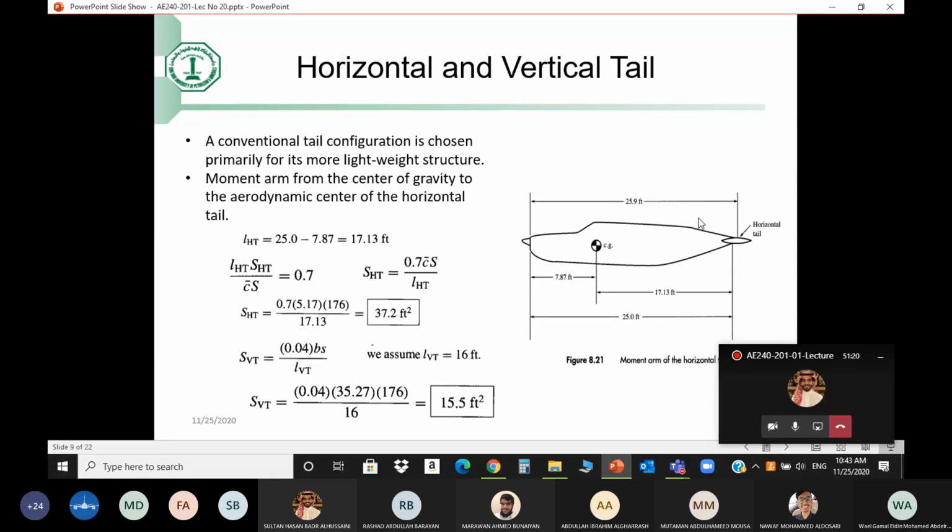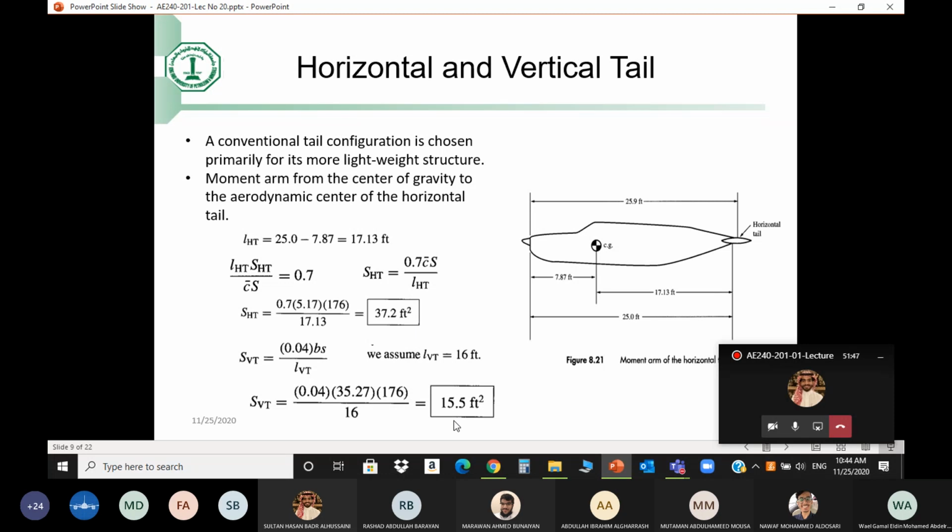I know the vertical tail is going to be here, so maybe that distance to the center of it is going to be 16. So I will get the area of the vertical tail. Reasonable areas that I will change later on when we do another cycle of the design. Okay. Is this the configuration? No, these are just areas. They are not going to help me. They will not help me to draw the tail now.